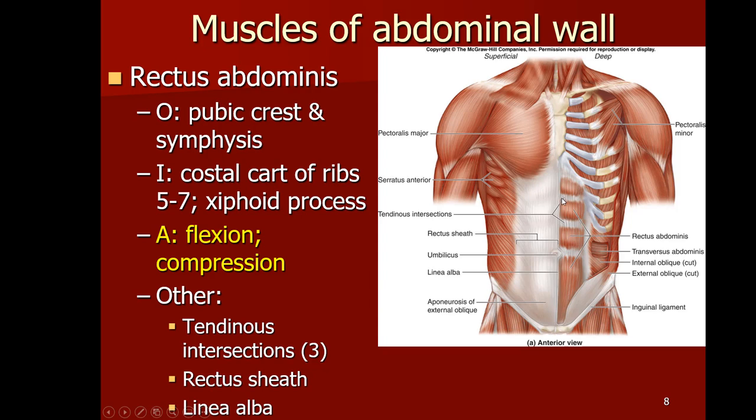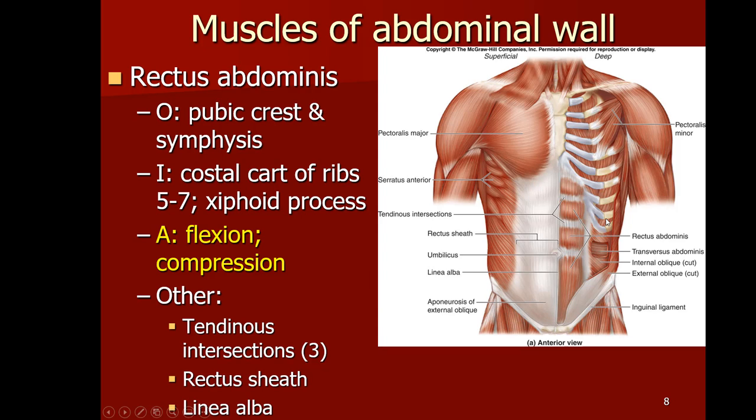So anatomically, we have some things going on. You get these little connective tissue strips going across. Those are called tendinous intersections. This connective tissue that covers it, and in reality, this would be on both sides, is called the rectus sheath. And then that line that runs right down the middle, kind of divides it in half, that's called the linea alba.